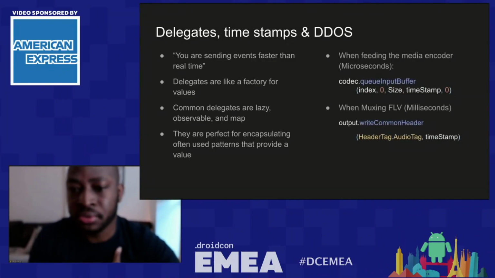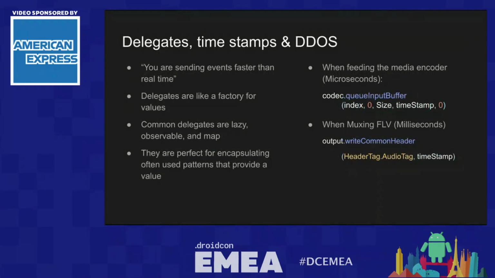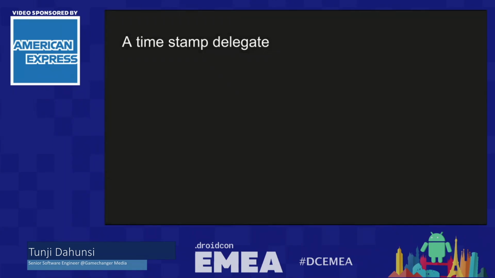Now, I had an issue. When I am feeding the audio encoder, I want to give it a timestamp in microseconds. When I am muxing FLV, I want to feed it a timestamp in milliseconds. Ultimately, though, the basic thing was I have some start time based on System.nanoTime. I want to subtract the current time to figure out what the timestamp is. Can I write a delegate for this? It turns out yes.